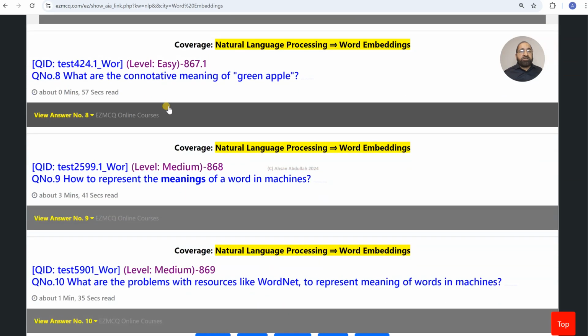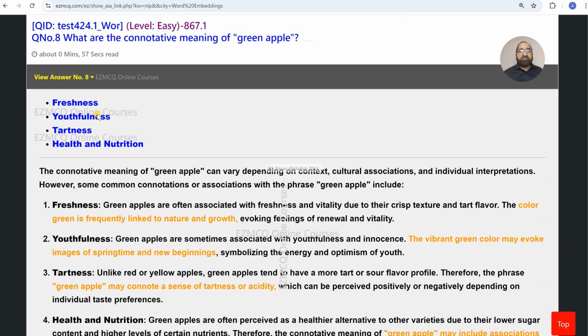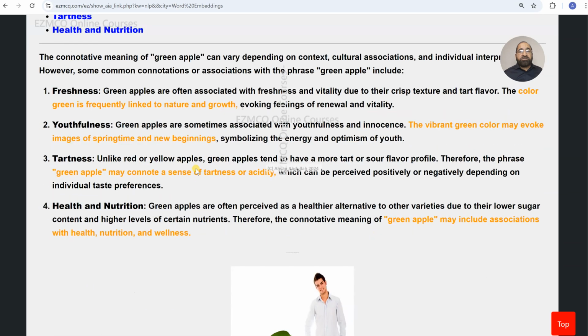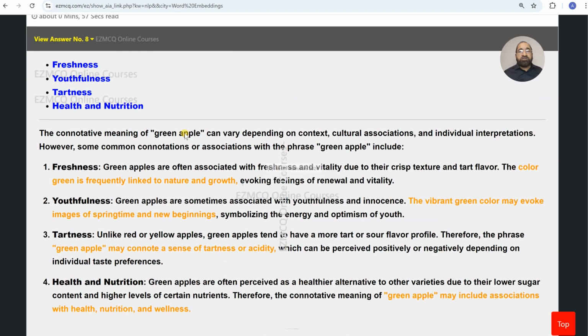So, what are the connotative meanings of the green apple? The green apple refers to freshness. It refers to youth. It refers to tartness, because it may not be so sweet, and it refers to health and nutrition. So you see that all these explanations are there for a green apple, and we humans have a lot of knowledge. Based upon that knowledge, we can infer which of these we are basically referring to.